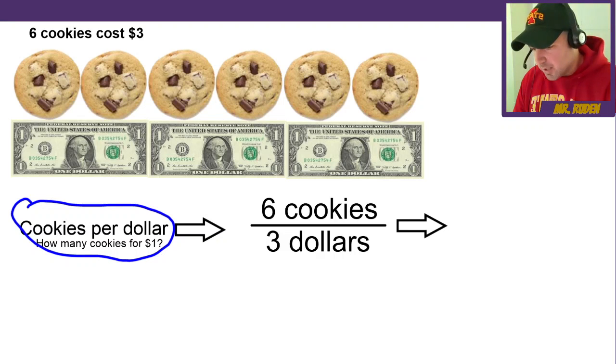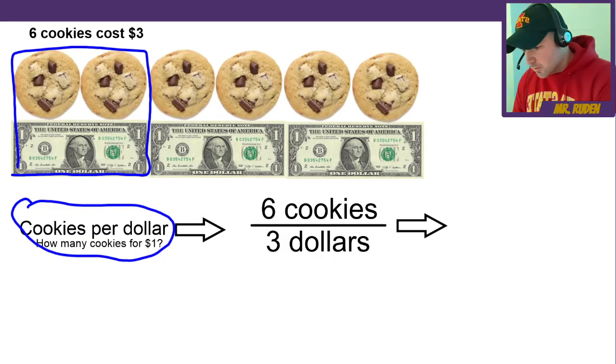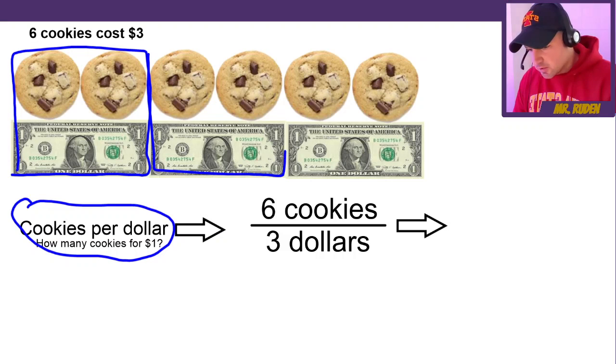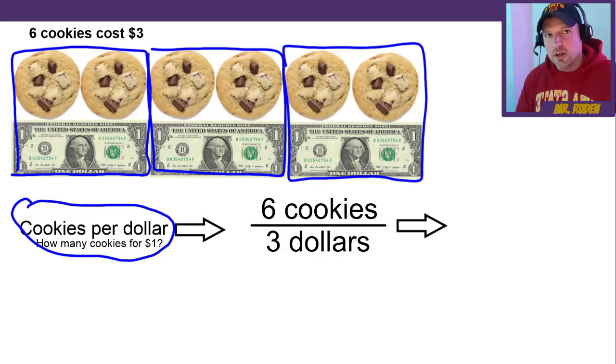If I group my cookies into $1 each, I'm basically creating groups of $1. There's $1, here's another dollar, and here's the third dollar. So each dollar covers 2 cookies. I can buy 2 cookies with each of those dollars. And that's basically what cookies per dollar means. It's how many cookies do I get for just one of those dollars. And to find that, we're using division, just like we use division for all of our unit rates.